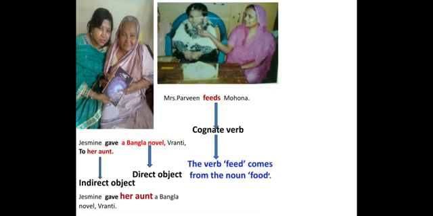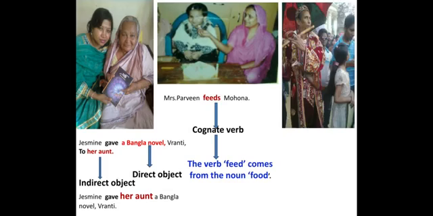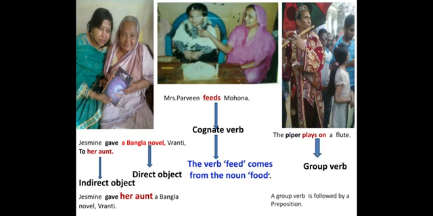Here, Mrs. Parveen feeds Mohana. Here, feeds is a cognate verb. The verb feed comes from the noun food. So cognate verbs come from nouns. Here, the piper plays on a flute. Plays on, the verb consists of two words, so it's called a group verb. A group verb is followed by a preposition.